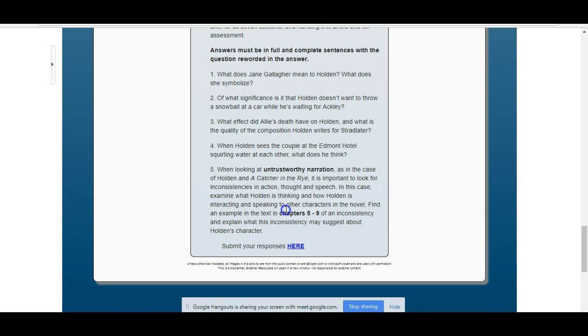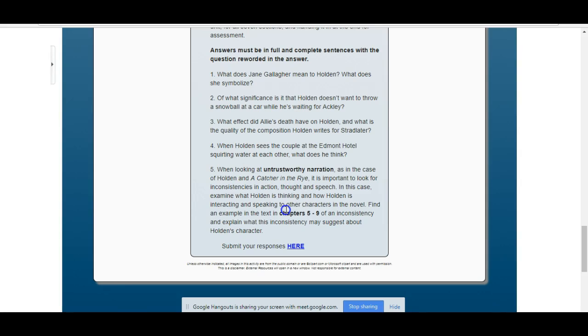So in looking at symbolism, it really forces you to think about what is not directly or explicitly stated, but what is implicitly meant or represented. And then, of course, we go into number 5, which is a big question in regards to Catcher in the Rye, and one that we will come back to later on. And it's the idea of the untrustworthy narrator.